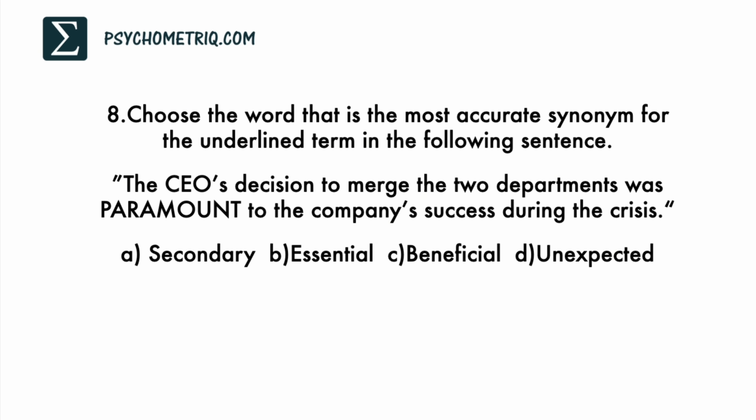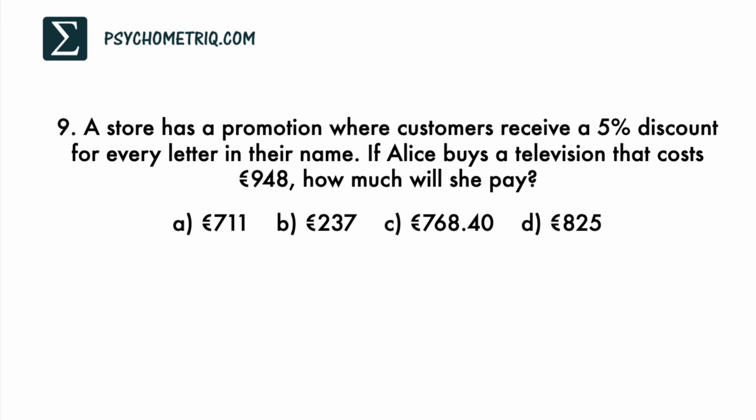Let's move on to exercise 9. A store has a promotion where customers get a 5% discount for each letter in their name. If Alice buys a television that costs €948, how much will she pay? Here, first of all, we need to know what discount they are going to give to Alice. If they give 5% for each letter, Alice has 5 letters, so she would get a 25% discount.